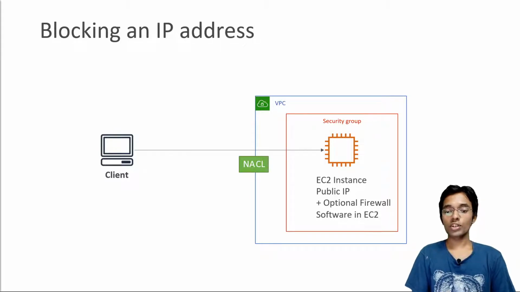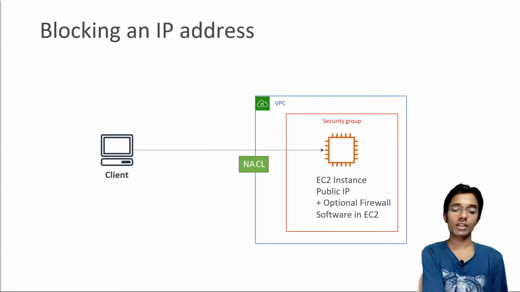And this is how our clients get into our EC2 instance. So say you wanted to block that client, the first line of defense would be the network ACL, NACL, in our VPC, which is at the subnet level. We can create a deny rule for the client IP address. Very simple, very quick, very cheap, and the client will just be rejected.